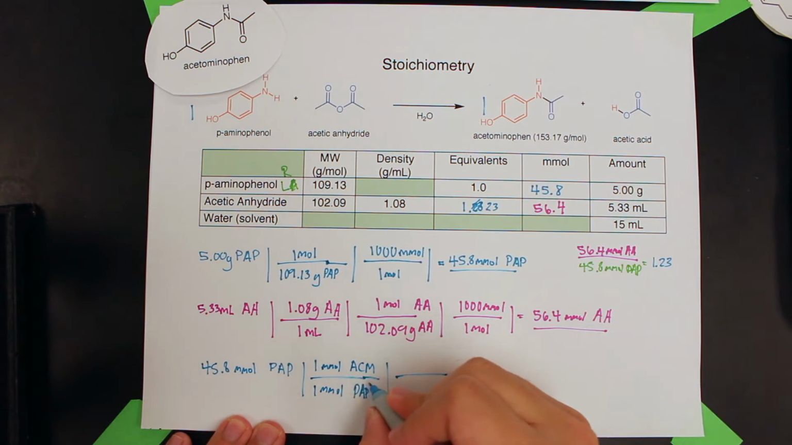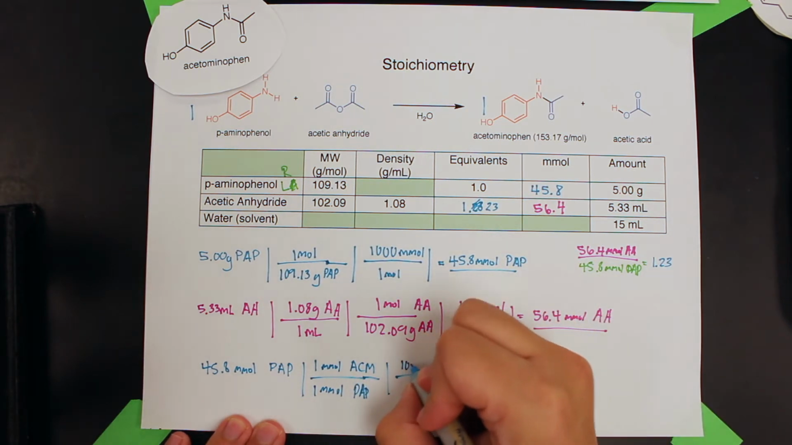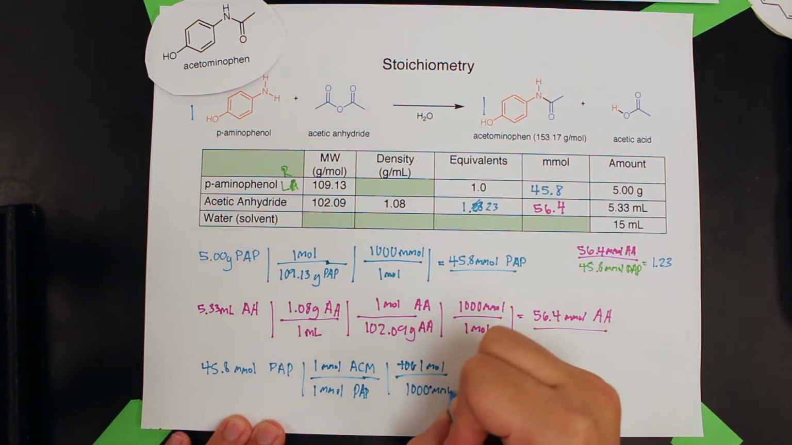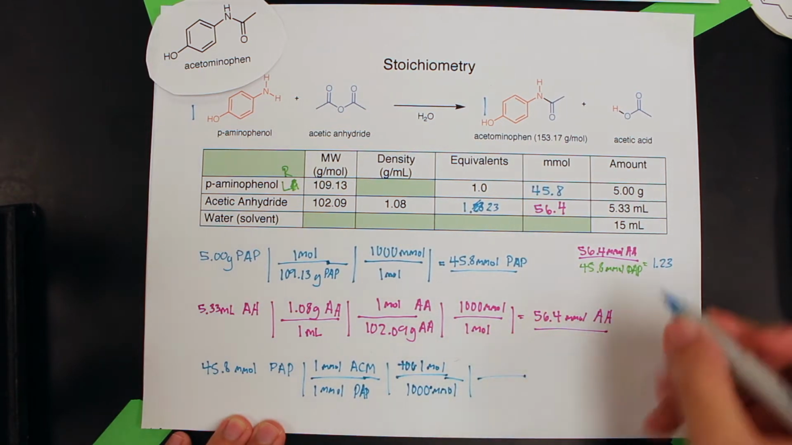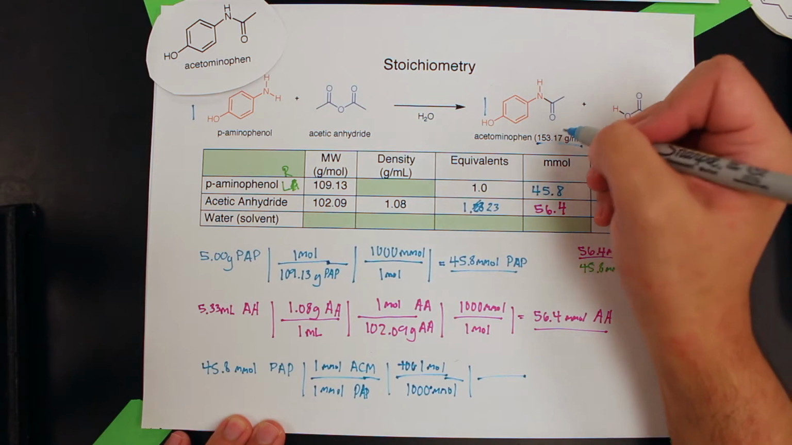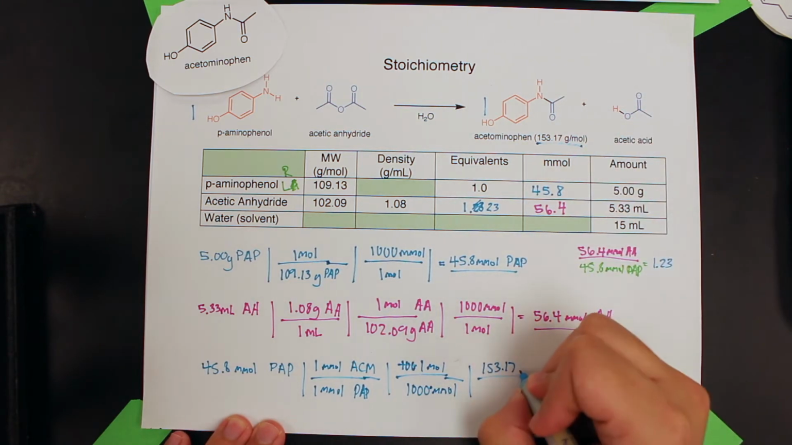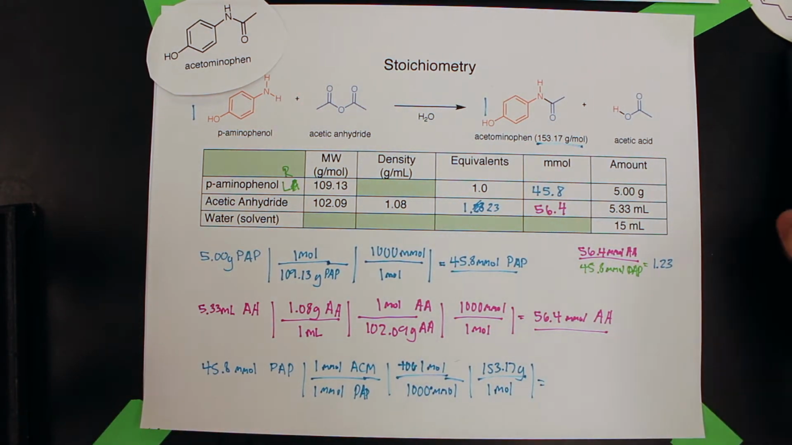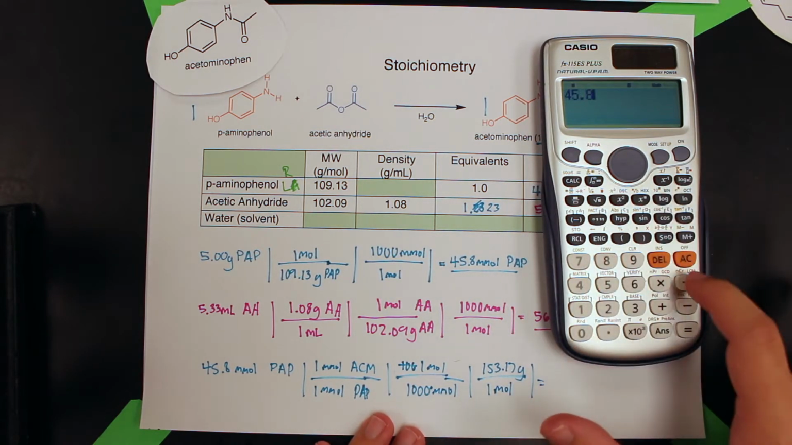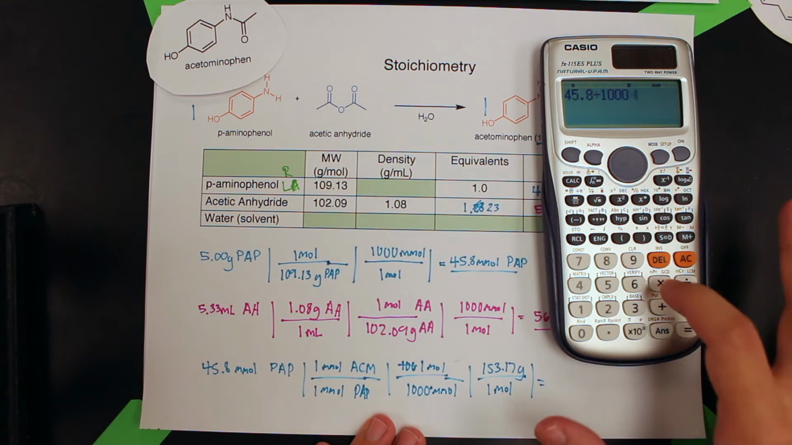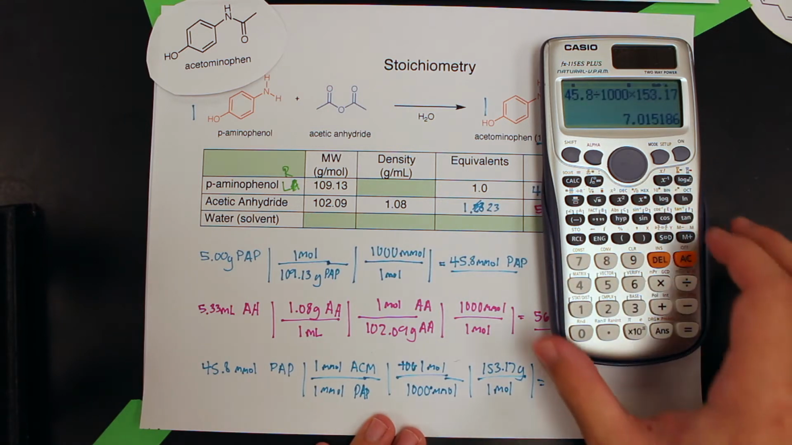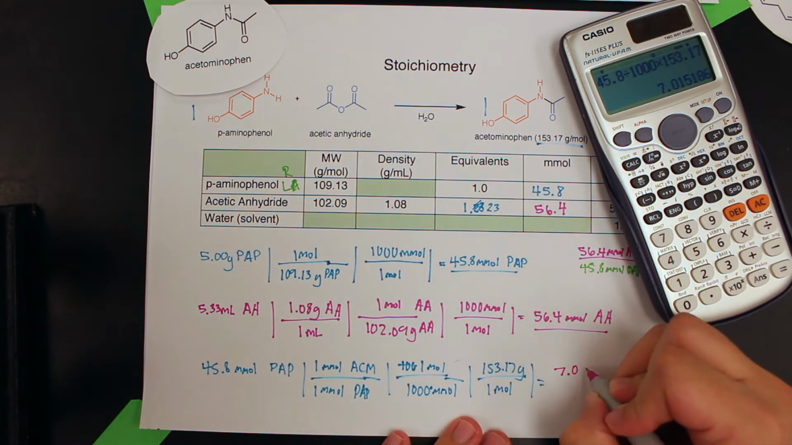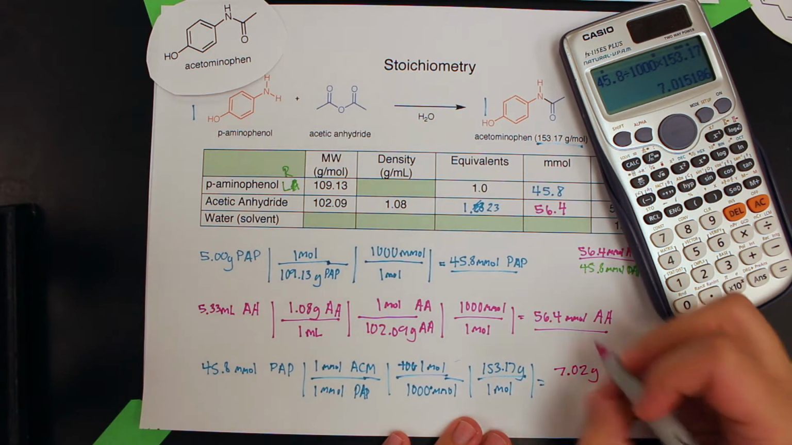And then we can go from millimoles into moles. So there's 1 mole for every 1,000 millimoles. And from moles we can go into grams, and I've written in, and this will be the same on your worksheet, you'll have the molar mass here, which is 153.17 grams per mole. And this will give us the theoretical yield. So if we plug this into our calculator, 45.8 divided by 1,000 times 153.17, we get a theoretical yield of 7.02 grams.